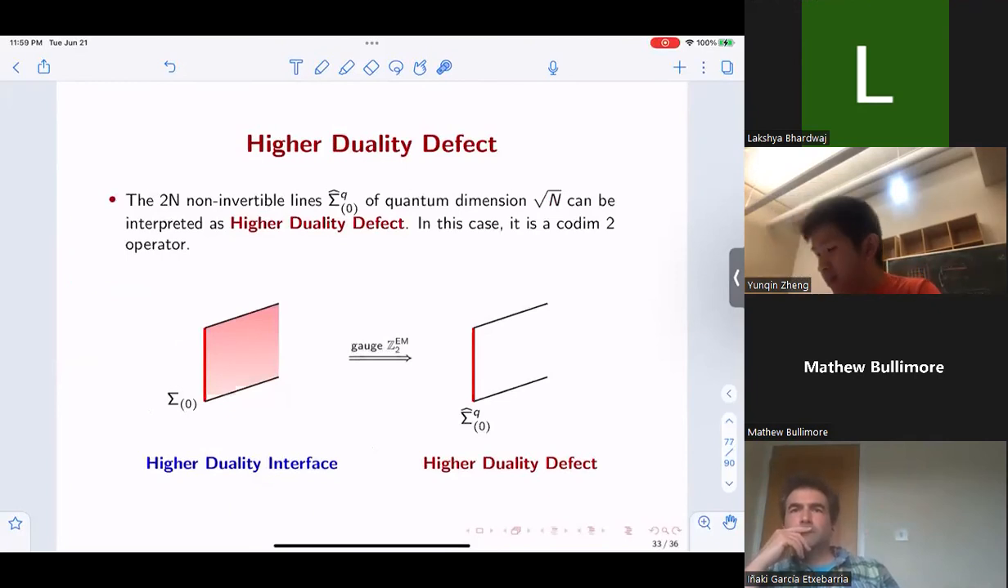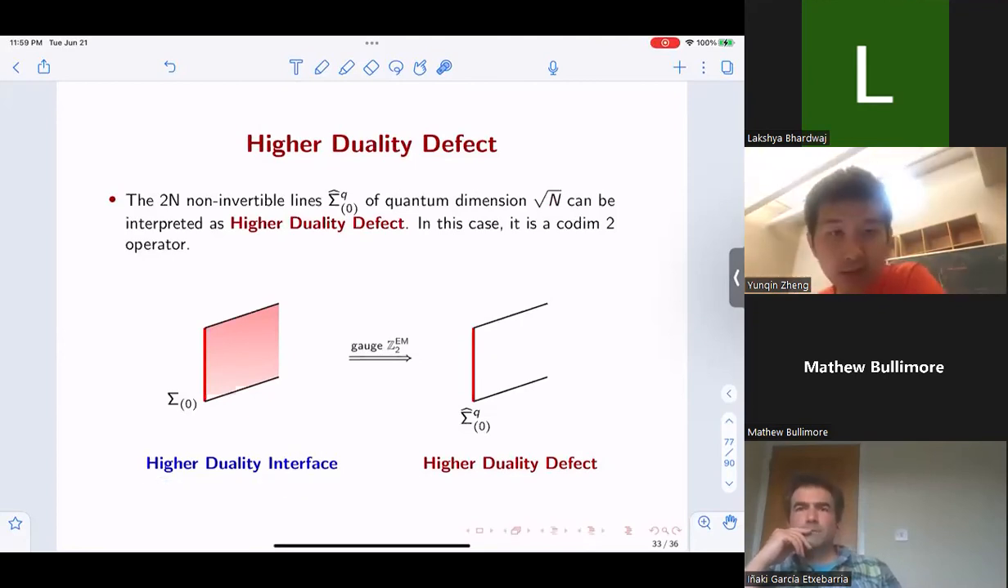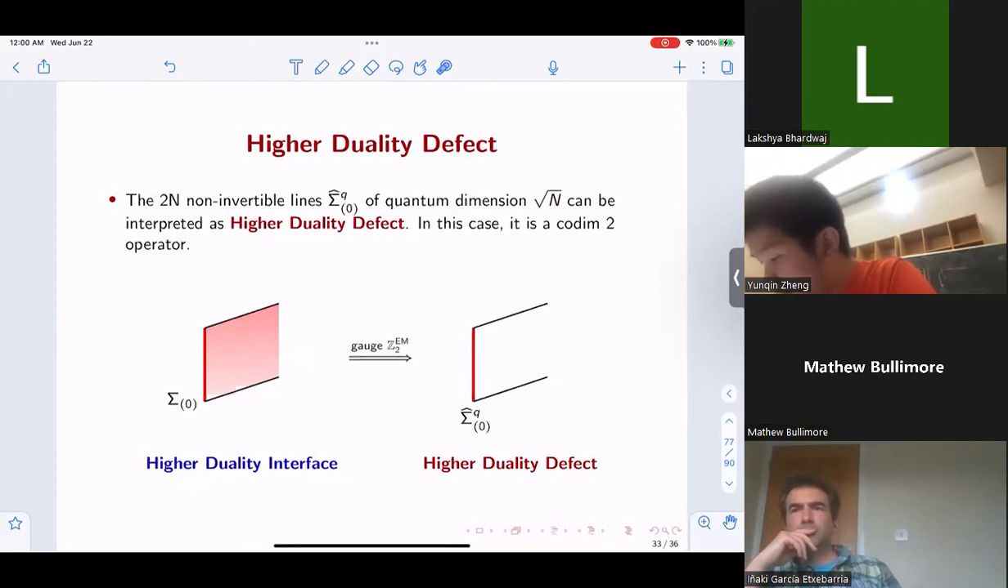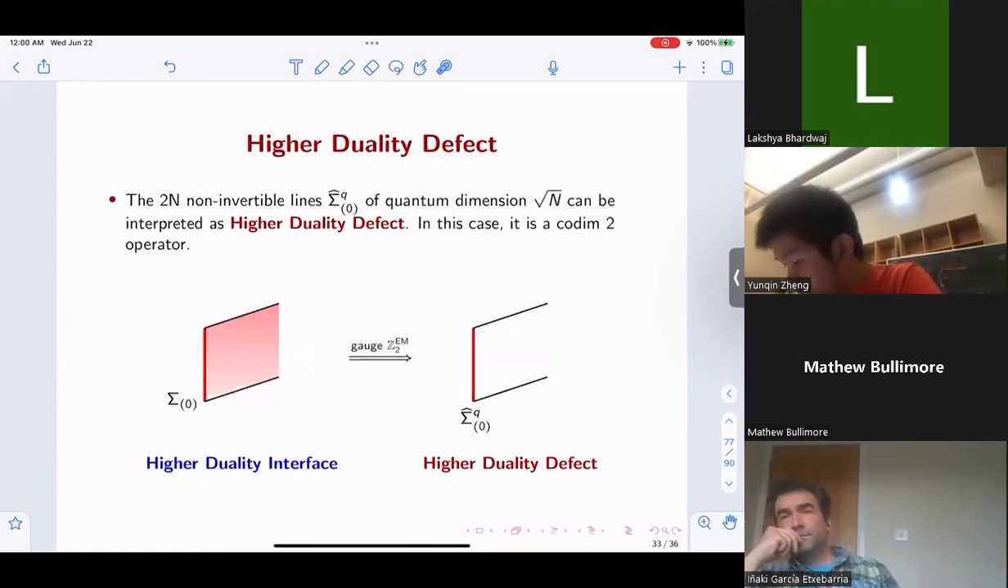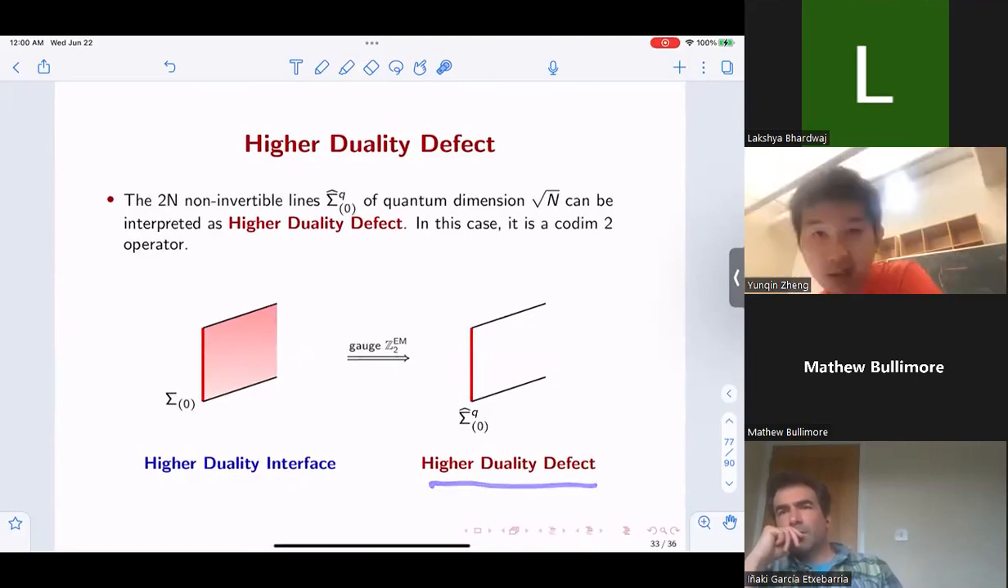So this is what I mentioned before. Before gauging, we have the twisted defect, which can be interpreted as the higher duality interface by one gauging of the one-form symmetry on half of the codimension 1 space. And if we further gauge the Z2 EM symmetry, this surface is invisible in the gauged theory, and this higher duality interface becomes a higher duality defect, which is a codimension 2 defect.